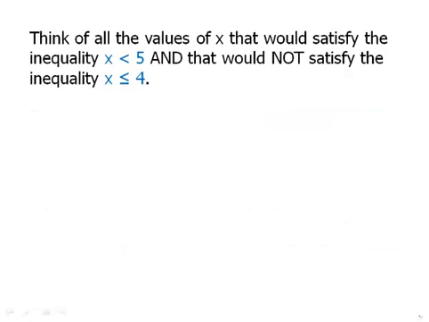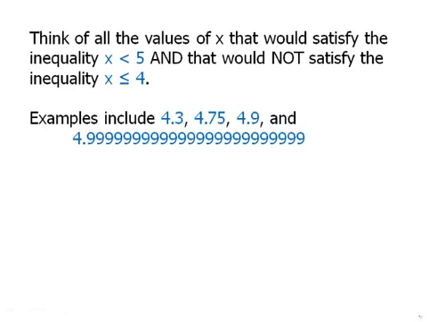Now think about this. Think of all the values that would satisfy the inequality x is less than 5, and that would not satisfy the inequality x is less than or equal to 4. Now, of course, there are no integers in that range, but there are many other numbers. So examples include all the decimals between 4 and 5. All of those are things that legitimately are less than 5, but they are not less than or equal to 4. And notice that last one in particular, 4 followed by a bunch of 9s after the decimal point.